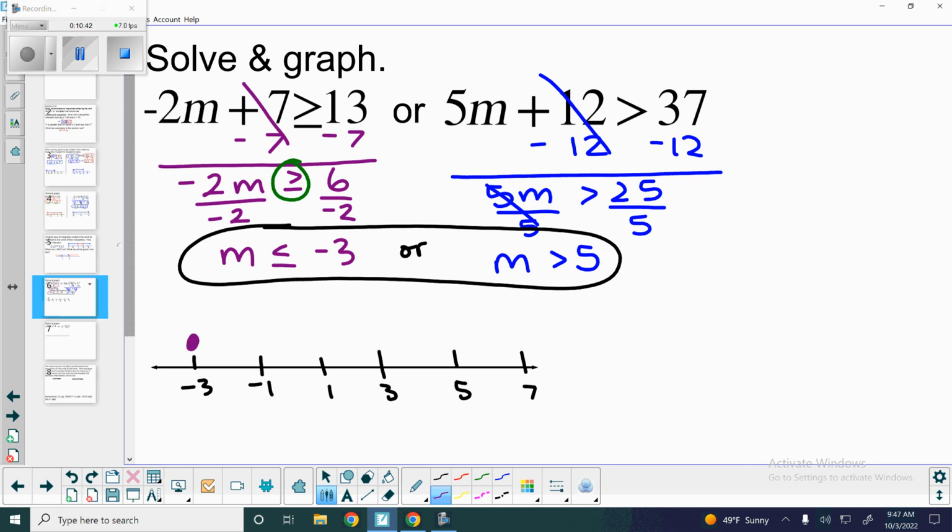The numbers that are smaller than negative 3 go to the left. And if I graph m is greater than 5, that's going to be an open circle. And all of its answers that are greater than 5 are going to the right. So this entire graph is our solution. It can be anything except for what's in the middle of those 2 points. Anything that's between negative 3 and 5, it cannot be one of our answers. It has to fall in that other range of numbers.